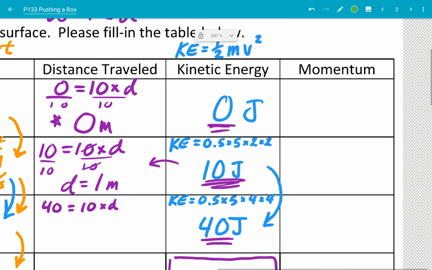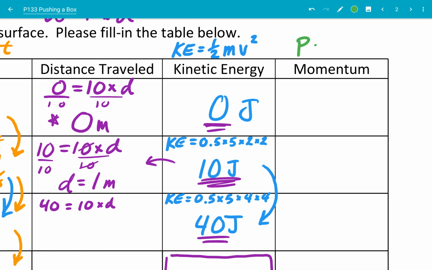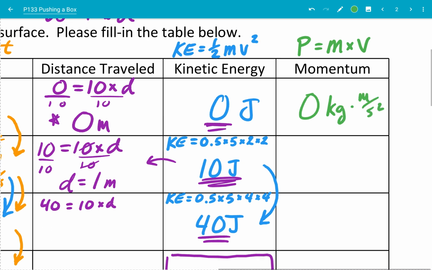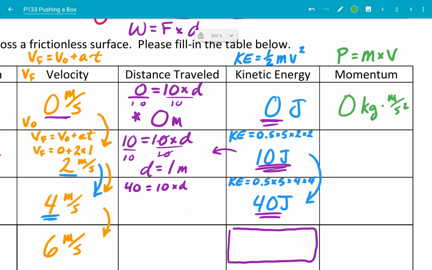and momentum has the formula P equals m times v. That's mass times velocity. Don't know why the P stands for momentum. It just does. This first one, again, is a 0 because it's not moving. It has no momentum. The units are kilograms times meters per second squared. But let's just do the one below that for practice.